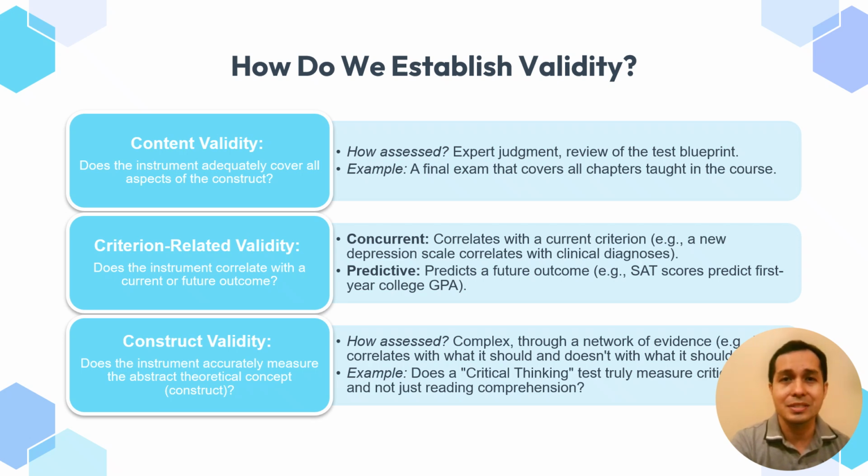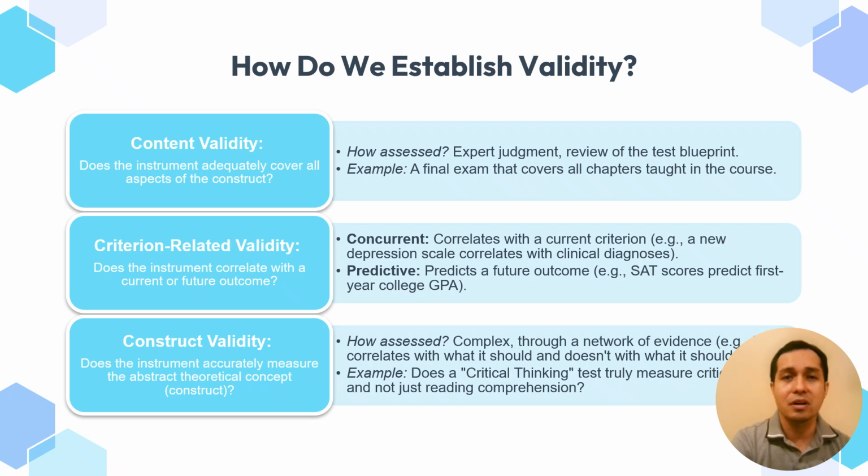Another one is criterion-related validity. It is about correlation. Does your instrument's score predict or correlate with a current or future outcome? Now, there are two forms of this. One is concurrent validity, where it correlates with a current criterion, like a new depression scale matching a clinical diagnosis. Another is predictive validity, where it forecasts a future result, like the SAT predicting first-year college GPA.